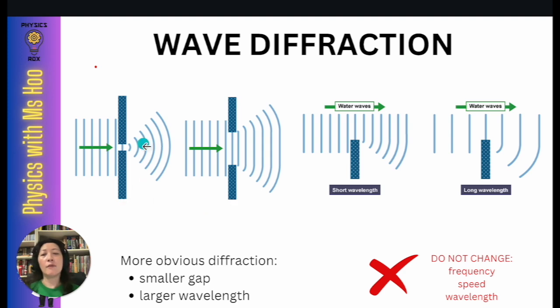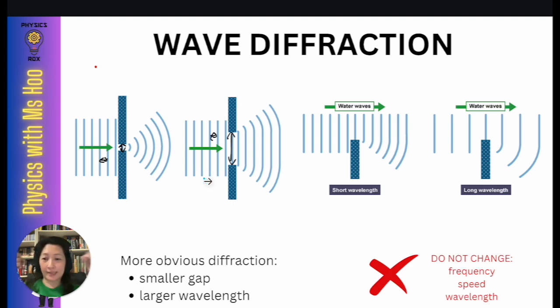Now the thing is, how do we determine whether the gap is small or large? Obviously, if you have a side-by-side comparison, then yeah, smaller gap, larger gap. But what makes a gap smaller or what makes a gap larger if you don't have a second gap to compare against? The gap size is compared against the wavelength. So again, let me just highlight here. The gap size here against the wavelength here. The gap is considered to be small if it's equal to or less than the wavelength of the wave.